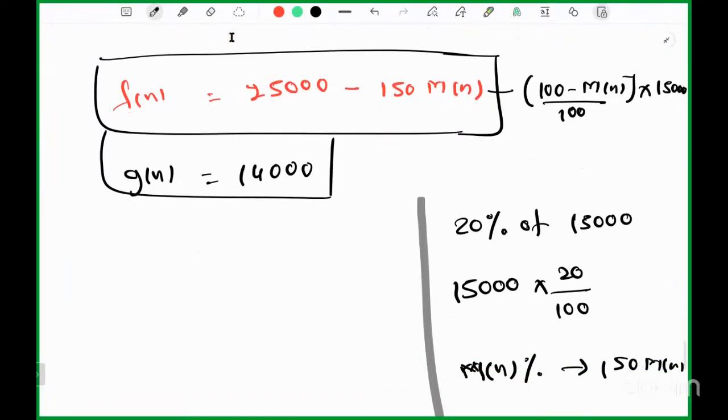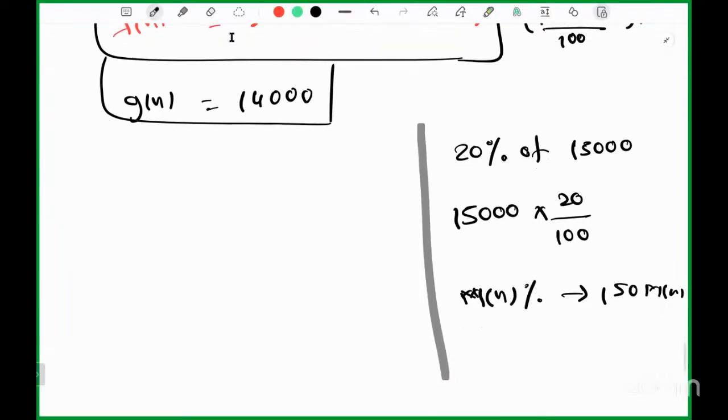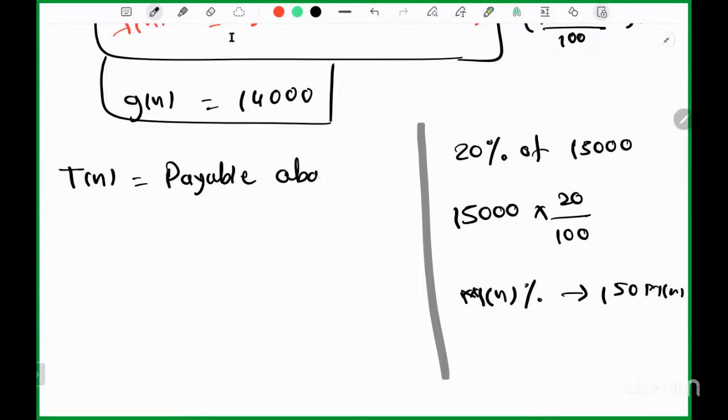Now it is t of n. t of n says the total payable amount when the first offer and the second offer both are applied. So if both offers are applied, then we have to apply the second offer to the total payable amount. Let me explain by writing. So now here, what is t of n? t of n is the payable amount.